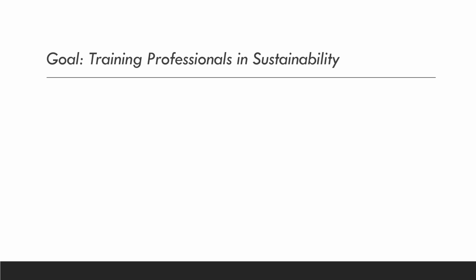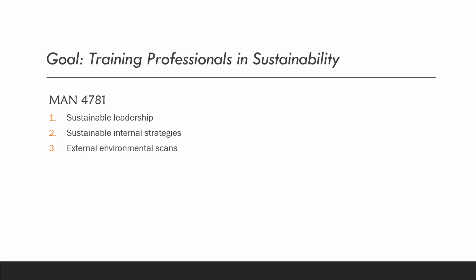Now, our goal in this course and the next course, if you're taking it, is training professionals in sustainability. To do that in this course, we take a look, first of all, at what does it take to be a sustainable leader? What kind of internal strategies should you be implementing so that your organization is more sustainable? What are the external environmental factors, business environment factors, that can affect the success of your sustainable initiatives?